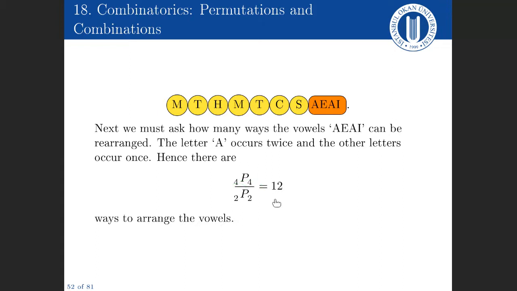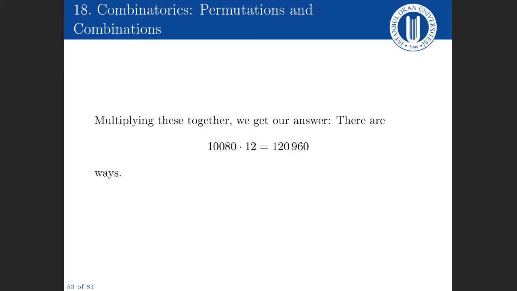There are 12 different ways to arrange the vowels. And then we multiply these 2 numbers together. 10,080 multiplied by 12.